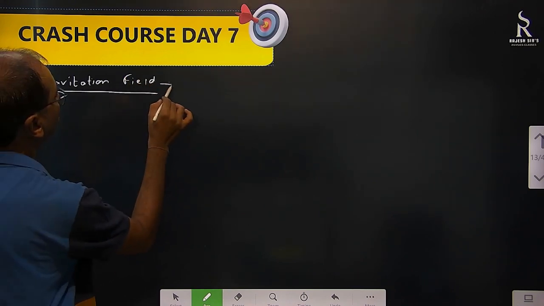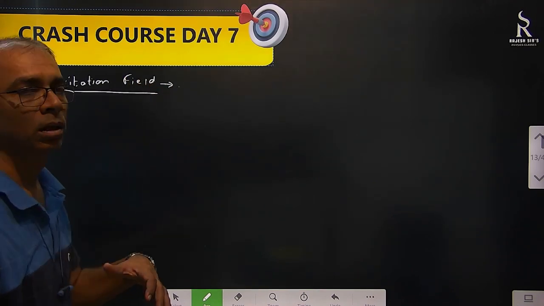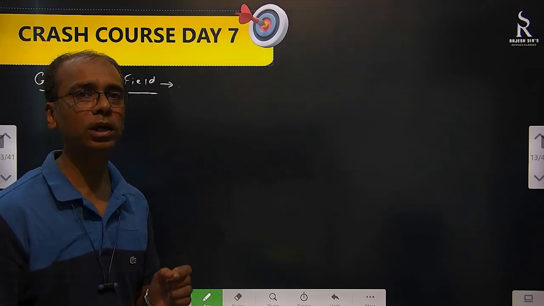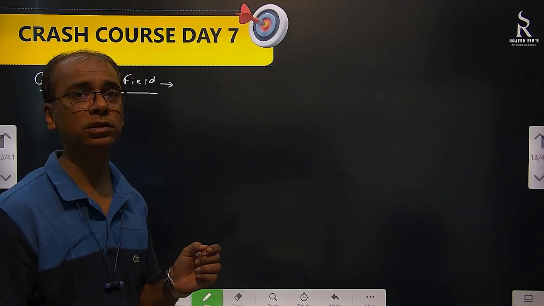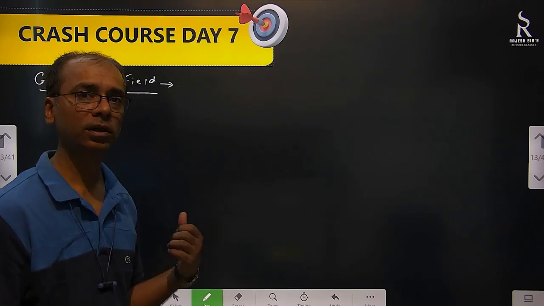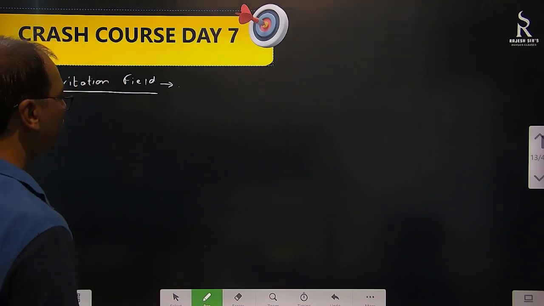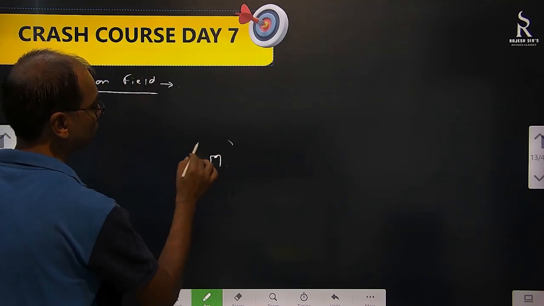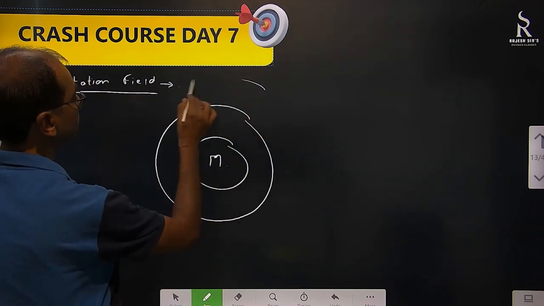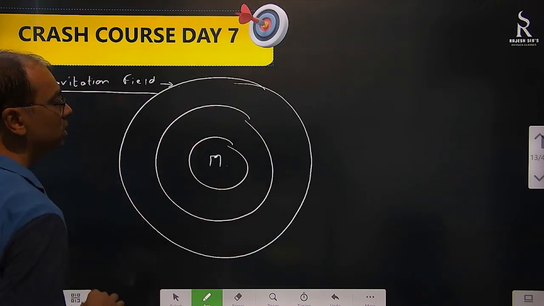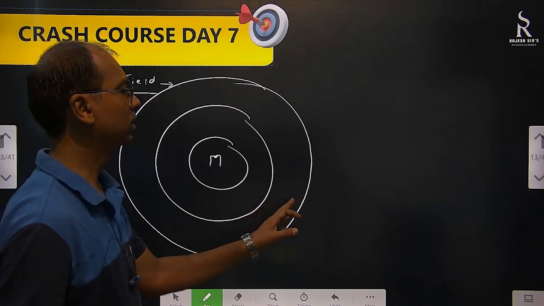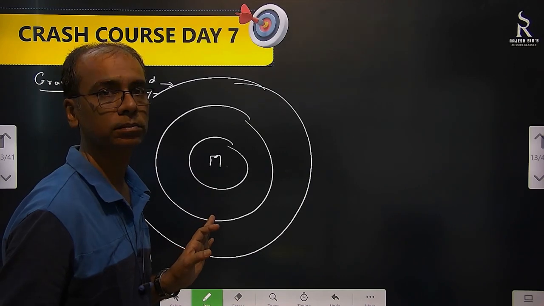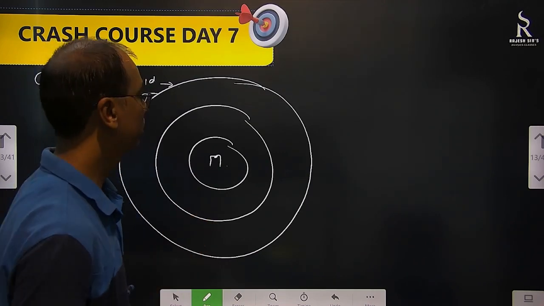Gravitation. Now what is a gravitation field? The region around any mass in which, if you bring any other mass, that mass will experience gravitation force because of the first mass. Suppose I am talking about this M, so the region around this, suppose this is the region. In this region, if I bring any mass, that mass will experience gravitation force because of M.